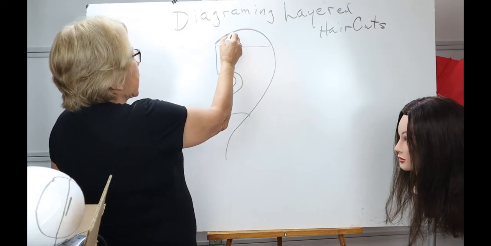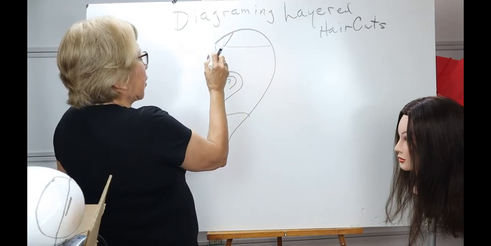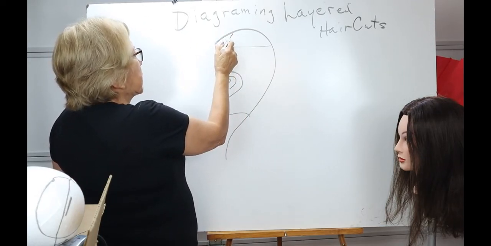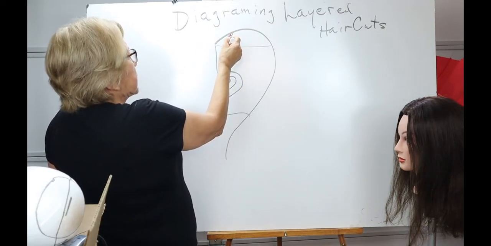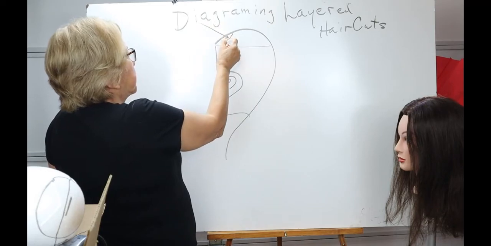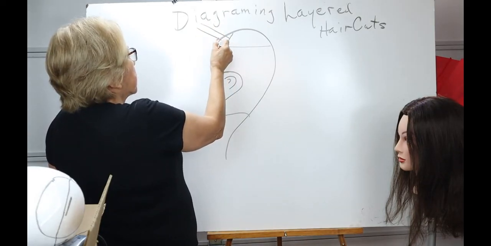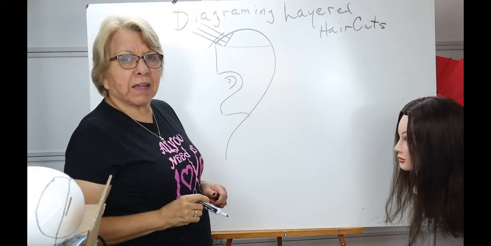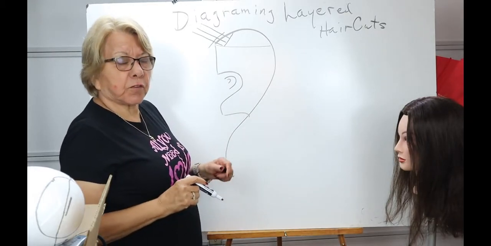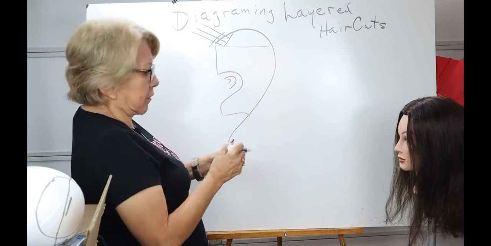So we're going to subsection it and we're going to part it out. Now remember, we're diagramming a haircut. It's going to be held straight up to the frontal. This is the frontal bang ridge. Frontal fringe bang area right there.